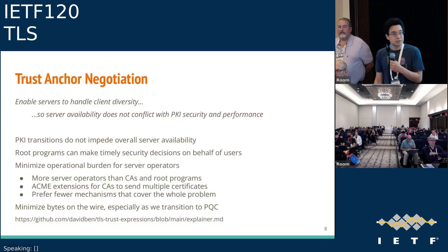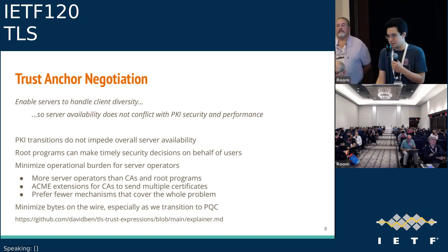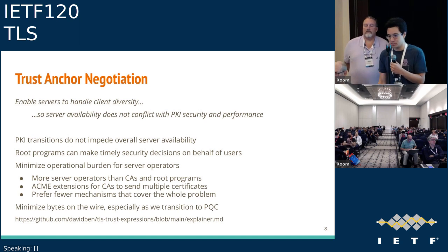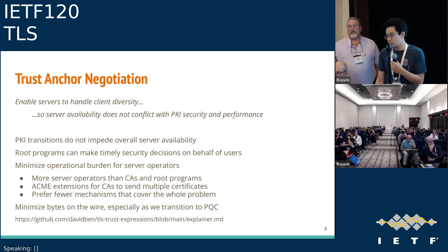Next slide. So to recap, the goal of trust diversity negotiation is we want to enable servers to handle client diversity so the server availability does not conflict with our PKI goals, security, performance, and so on. And in thinking through this problem and looking at the use cases, we've identified some properties that we want our solution to have. The overall goal is that PKI transitions should not impede server availability. We want, as a result of this, that root programs can make timely security decisions on behalf of their users.